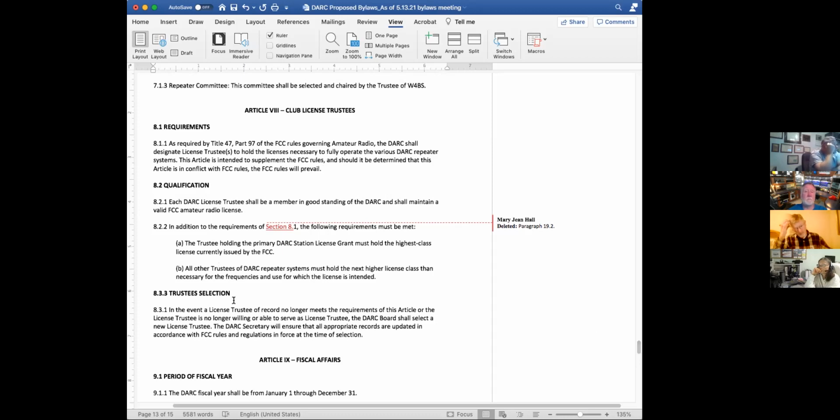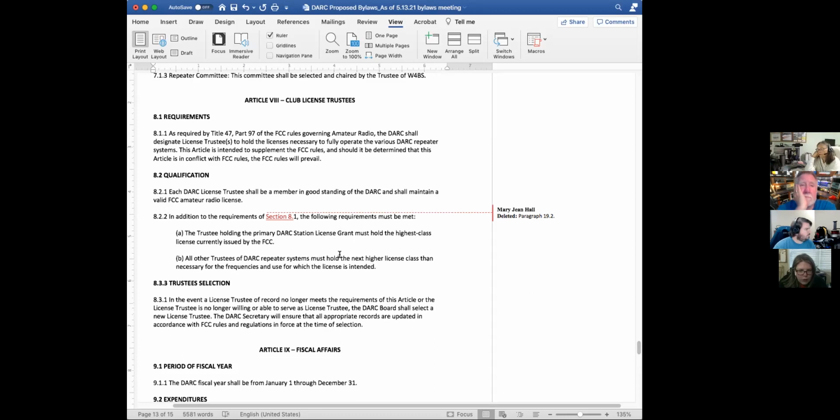Right. So what changes them? I don't even understand this. Oh, B. Well, we could just make that simple and say hold the highest class license currently issued and just have it for both. Yeah, I don't see a need for having a second trustee.